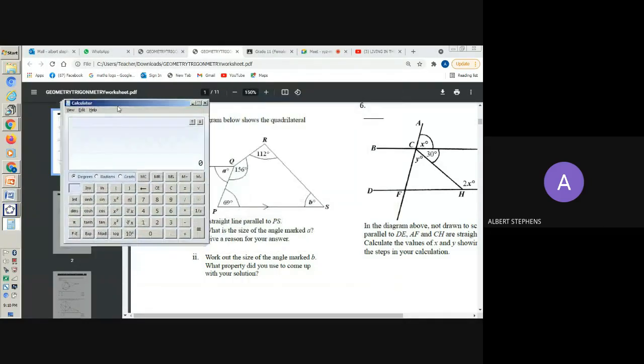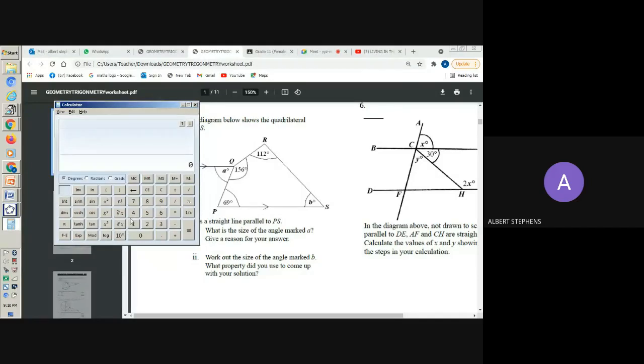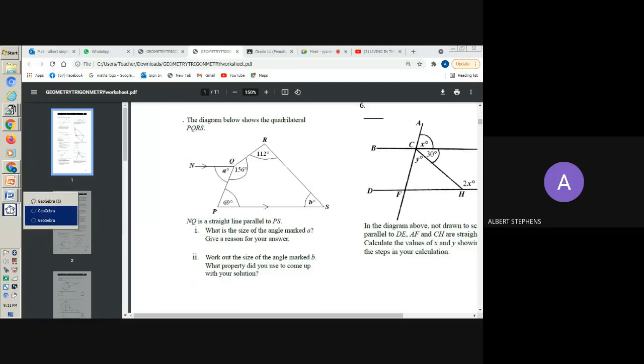Let's test it out. Do you guys see my calculator? All right, so 112. No, I'm sorry, though. It should be 360 subtract the sum of 112 plus 156 plus 69, close bracket, 23. All right. Are we good? All right. Yes, sir. All right.